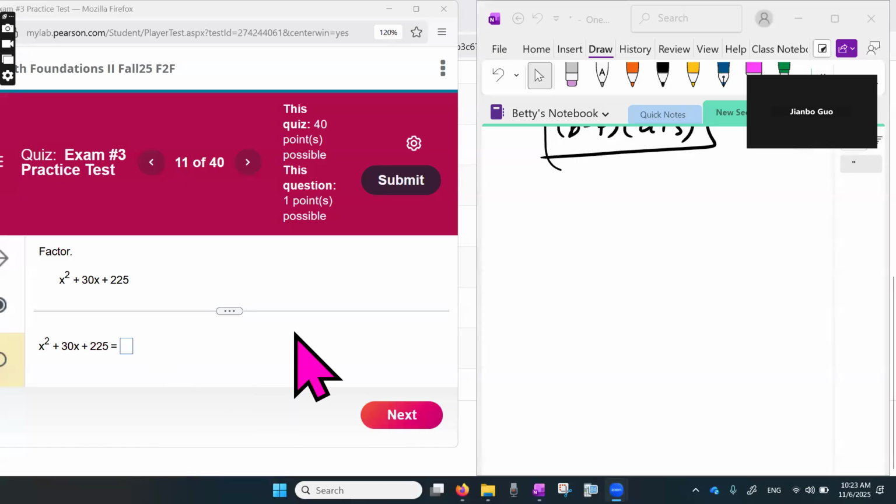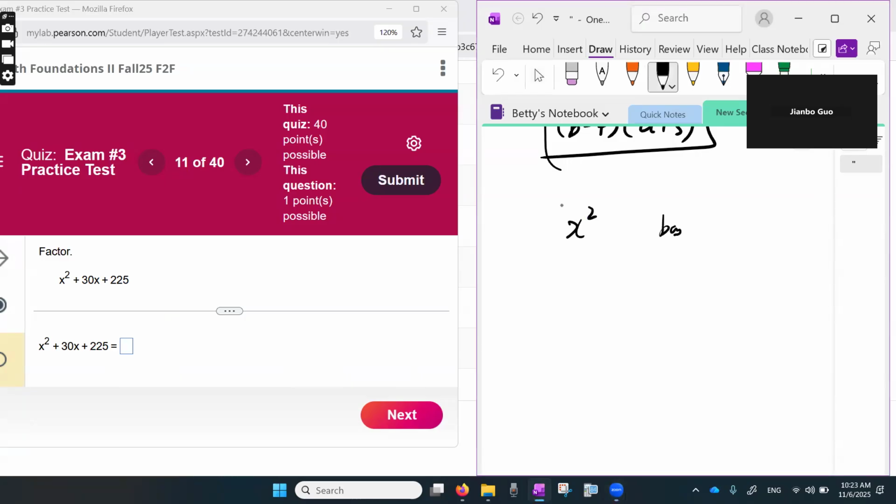Hello class, we continue reviewing for exam 3. Question number 11. I notice this trinomial, the last term is 225, which is the square of 15. So this trinomial actually is a perfect square trinomial.